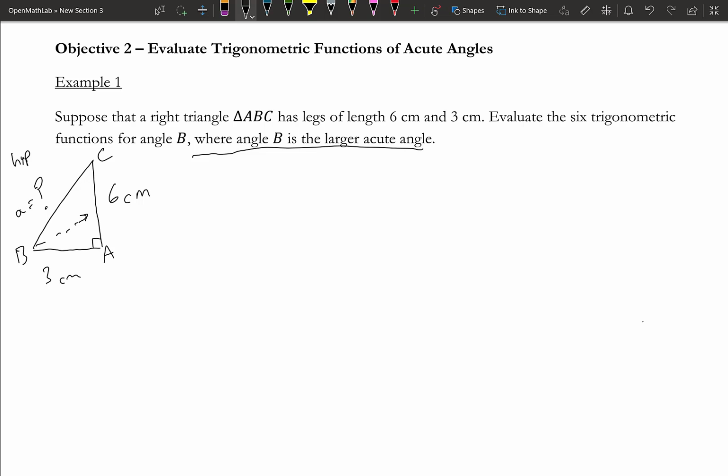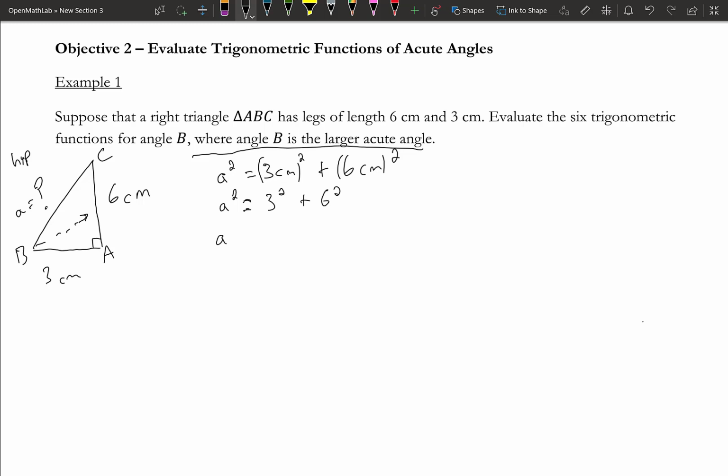So little a squared is equal to 3 centimeters squared plus 6 centimeters squared. Since both legs are in centimeters, a is also going to be in centimeters, so I don't have to necessarily write those units down. Just keeping in mind that everything's in centimeters might make this easier to work through. So we have a squared equals 3 squared plus 6 squared.